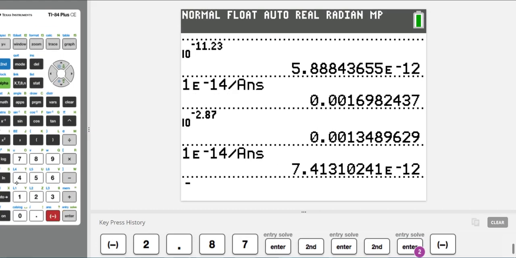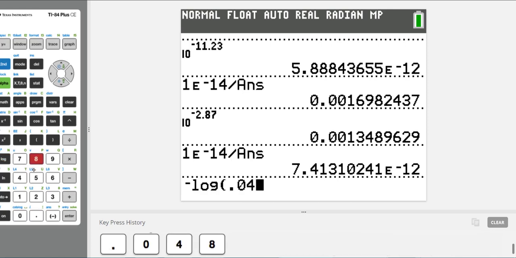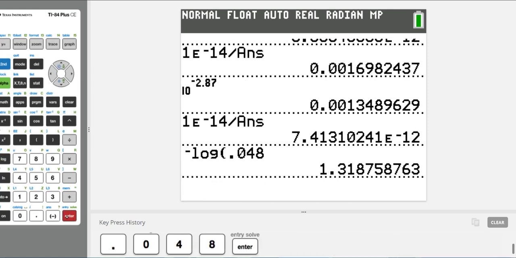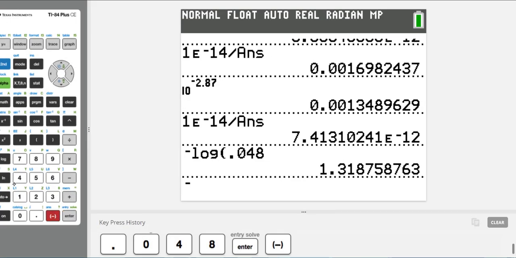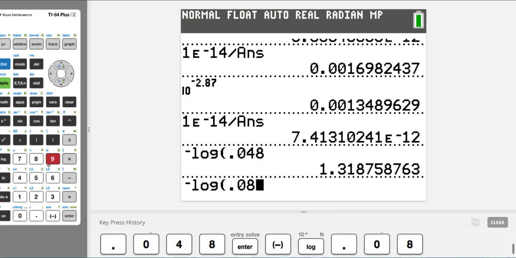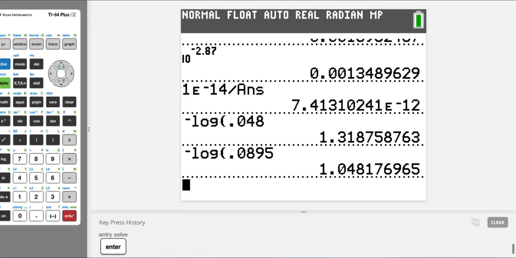Negative log 0.048, 1.32. And there's A. B, same thing. pH is negative log of 0.0895, 1.05.